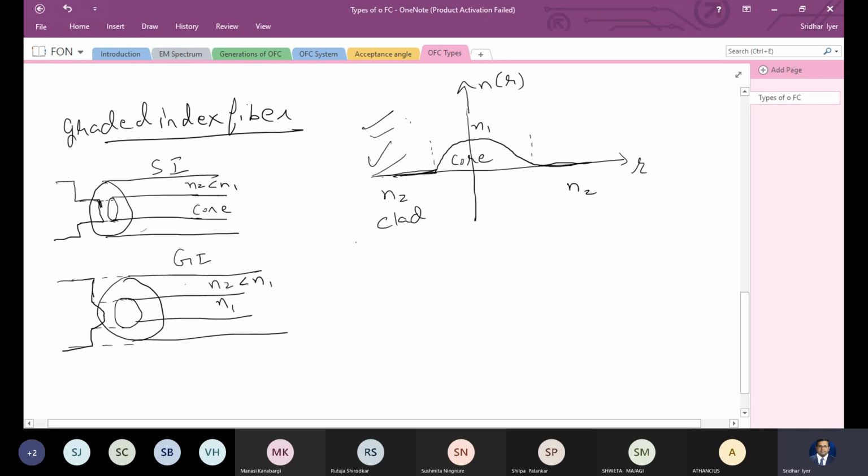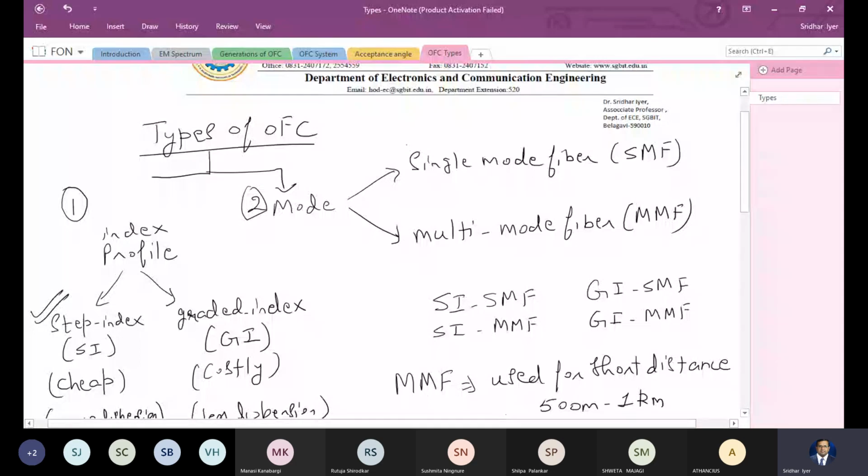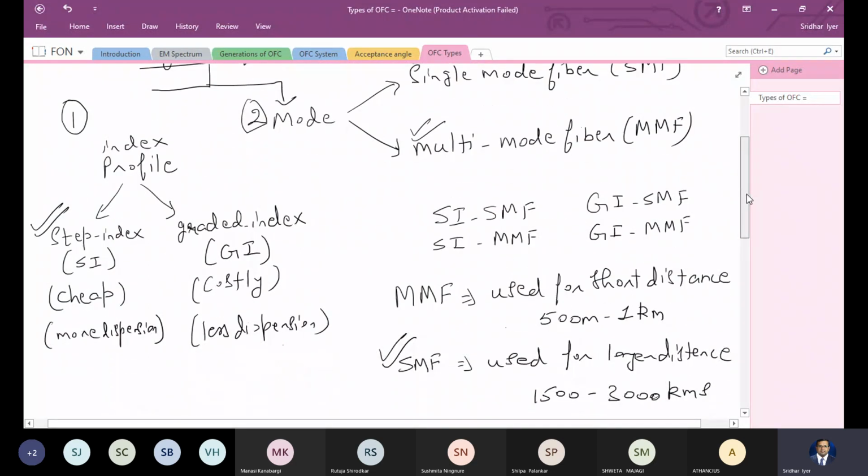Okay. So there is an advantage that we get out of graded index fiber in terms of velocity, right? That we will be able to discuss in a much better way once we understand this concept of mode. What is this mode? For which we require what is known as ray theory, which we'll be doing in the next lecture. Once we understand this concept of mode, we will be able to understand what is a single mode and what is a multi-mode. I've already given you the applications of the single mode and multi-mode fiber.